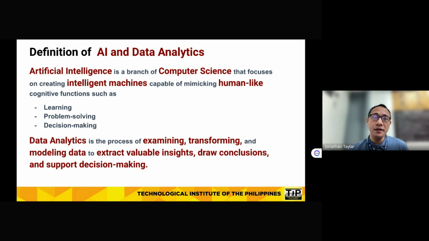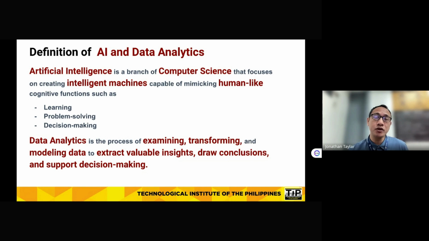In terms of learning, AI systems are designed to learn from data and improve their performance over time without being explicitly programmed. This process is known as machine learning. It involves the development of different algorithms which enable computers to identify patterns in data, make predictions, and adapt to new situations based on past experiences.